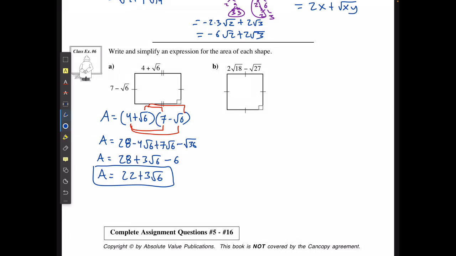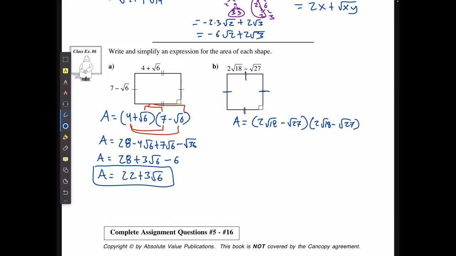In the second case, if this is a perfect square, which is indicated by the lines coming through here, then I'm going to say that the area for this is going to equal 2 root 18 minus root 27 times 2 root 18 minus the square root of 27.